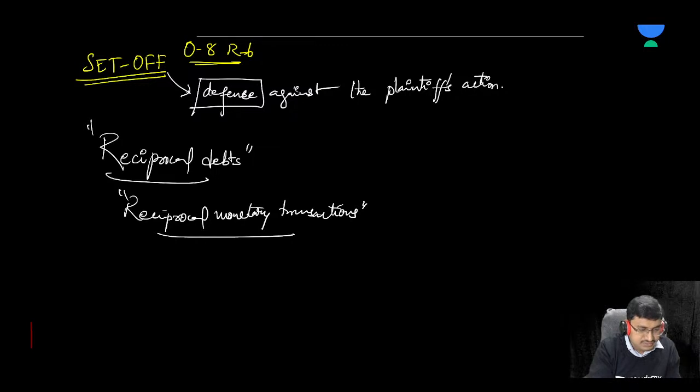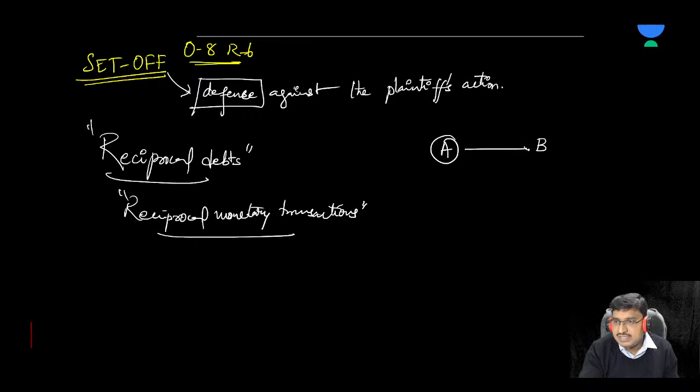Now friends, here A has borrowed a certain amount, 1000 rupees, from Mr. B. B has also borrowed a sum of 50,000 rupees from A. Now there are reciprocal debts, friends. Now this 1000 is the debt of Mr. B. This 50,000 is the debt of Mr. A. These debts are reciprocal. These are between A and B only.